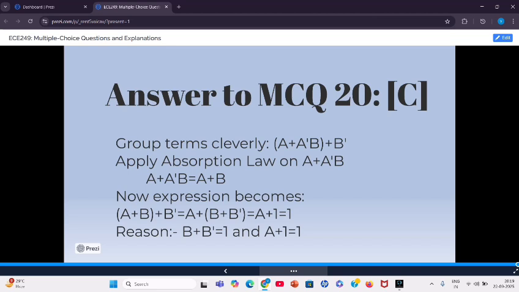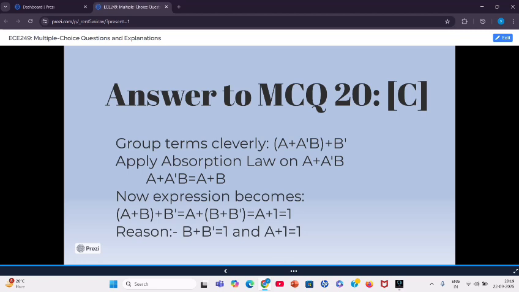Group terms cleverly. You have to group A plus A complement B, plus B complement. Then apply the absorption rule on A plus A complement B, which is equivalent to A plus B. Now the expression becomes A plus B and the leftover, plus B complement. Now B plus B complement, as we all know, is 1 as per the complementary rule. Now we are left with only A plus 1. A plus 1 is also equal to 1.